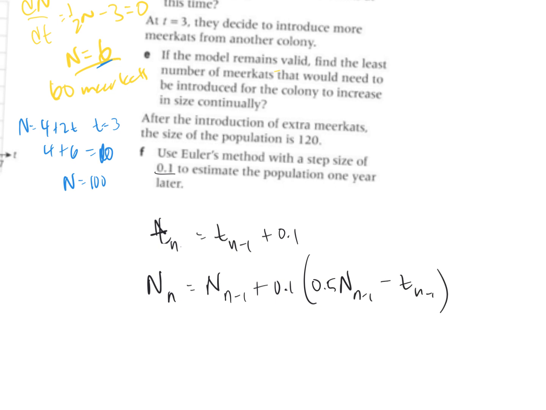And I'm going to do it upon the introduction where I know my starting value at t equals 3, after the introduction of extra meerkats. I have 100 meerkats, which means n is 10. And then I'm going to go for little n equal to 10, and I should get 153 at the end.